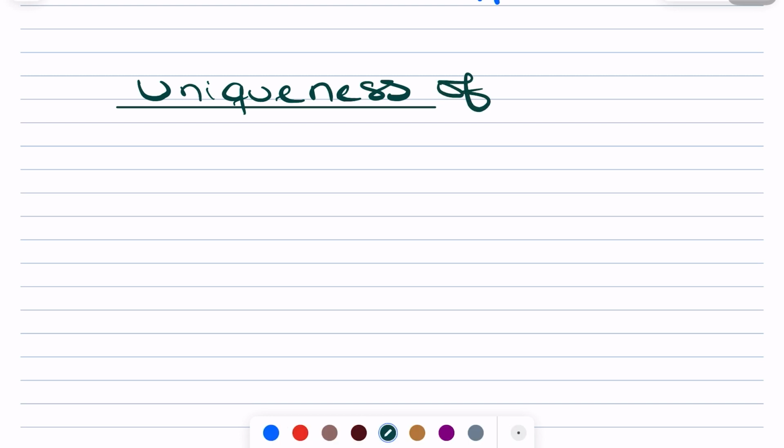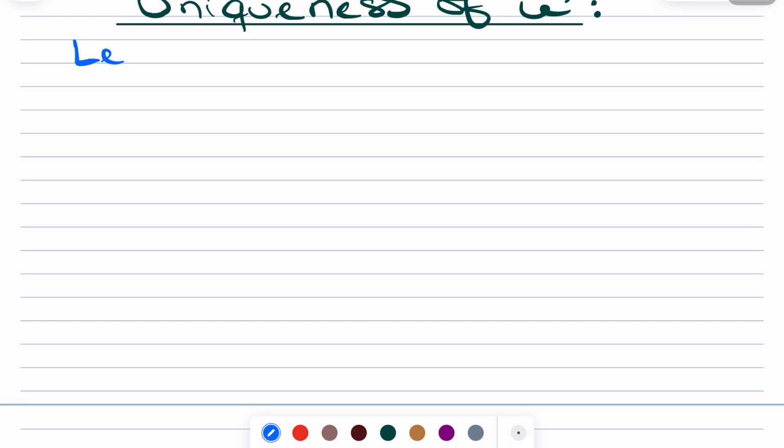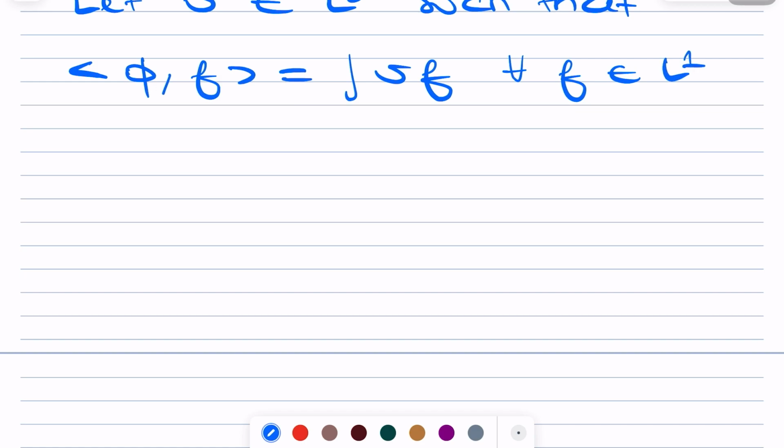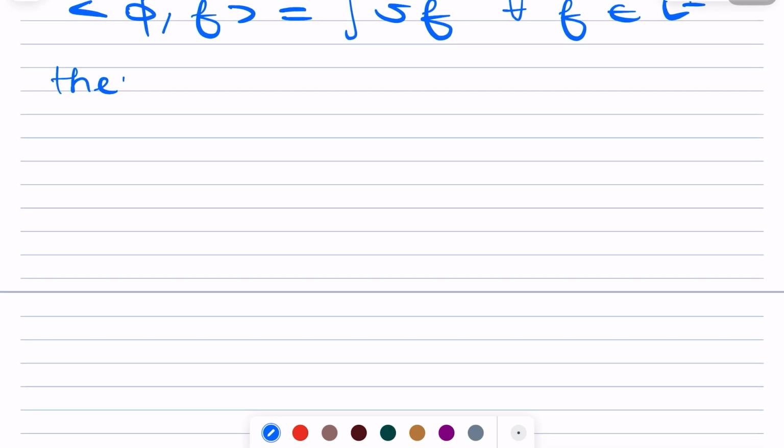Uniqueness of u. Good. So let v be in L infinity such that this dual pairing of phi and f is equal to the integral of vf for every f in L1. Then we will have that the integral of (u minus v) times f is equal to 0 for every f in L1.